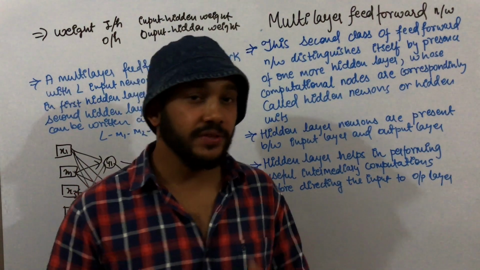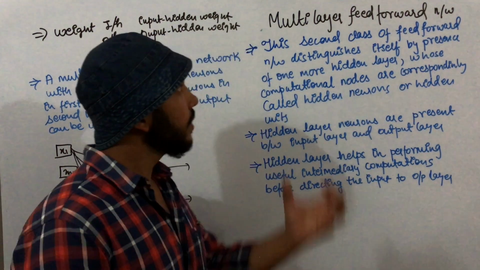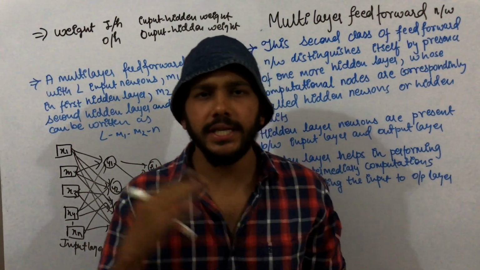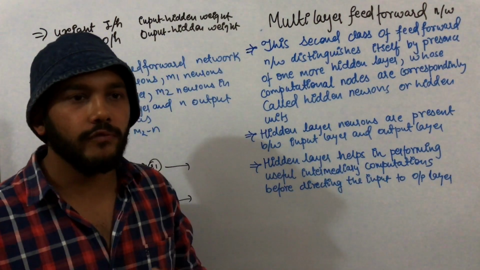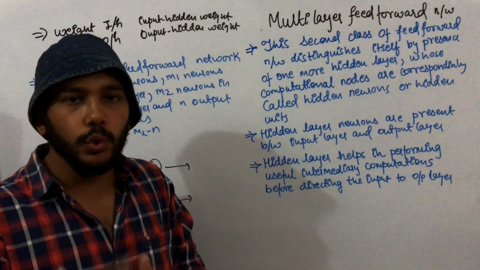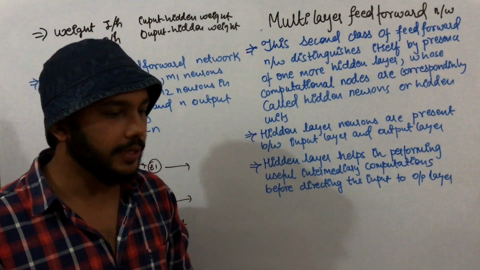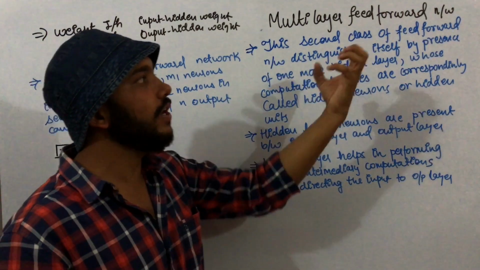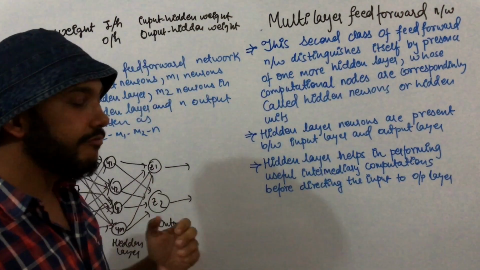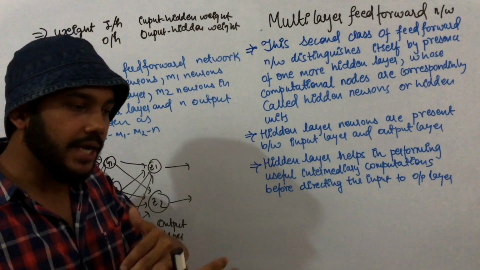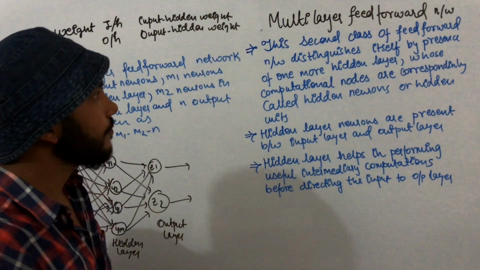Hi guys, in this video I am going to talk about multi-layer feed-forward network. We have seen in the single-layer feed-forward network that we have two layers, that is one input layer and another is the output layer. In multi-layer feed-forward network we have many hidden layers between the input layer and the output layer.